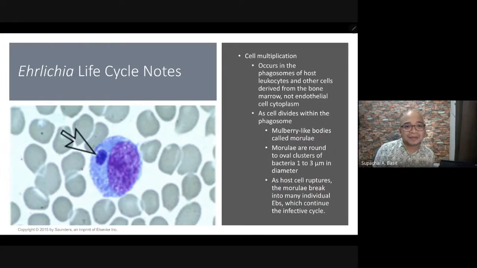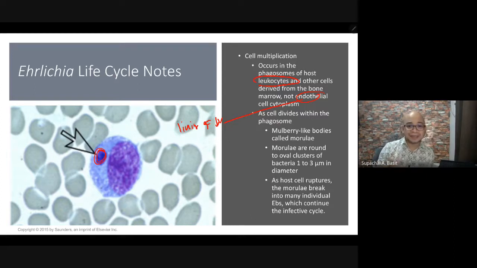Multiplication of the cell occurs in the phagosome, for example, of host leukocytes and other cells derived from the bone marrow, but not in endothelial cell cytoplasm. Again, endothelial cells are just the lining of blood vessels. So it should be the phagosome of the leukocytes, WBCs, and other cells from the bone marrow.